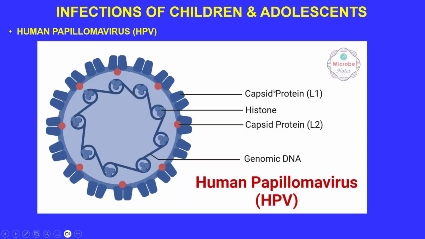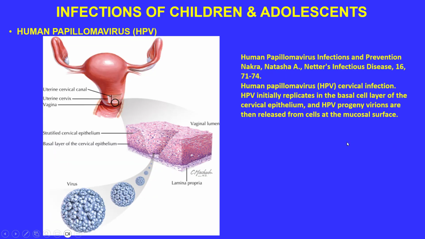And if you look at the human papillomavirus, what you have for its genome is DNA. Interestingly enough, it's got a wrapping of histones around it. You also have a capsid protein L2 as well as L1. And so it's a very small virus. Now, the cervical infection, HPV, initially replicates in the basal cell layer of the cervical epithelium. And HPV progeny virions are then released from cells at the mucosal surface.